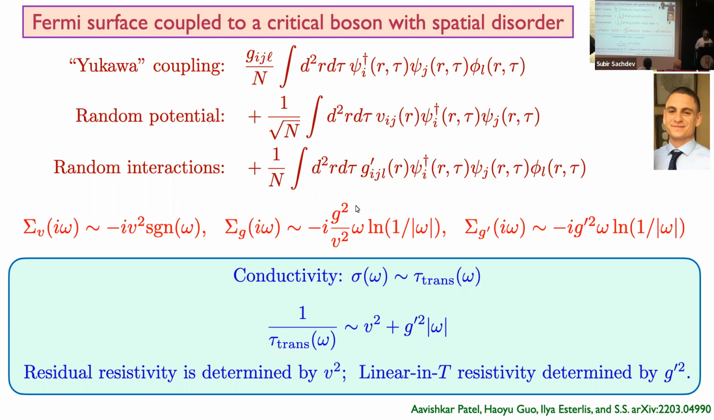Anyway, so that's been an argument. Maybe the slope of the resistivity is due to interactions only, and the disorder determines the residual resistivity. That's correct, except the interactions also have to be random. Otherwise, you don't get anything. That would be the G prime equals 0 limit, where you do not get linear resistivity.